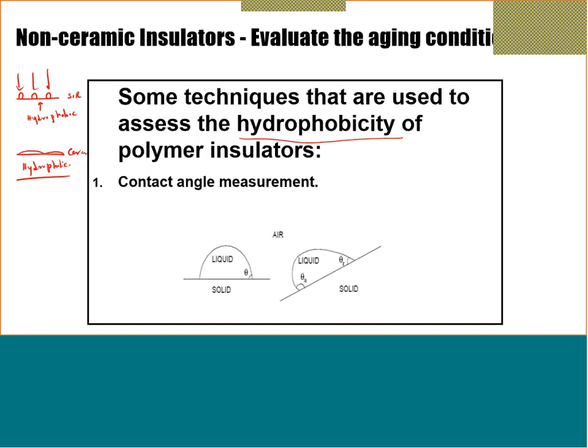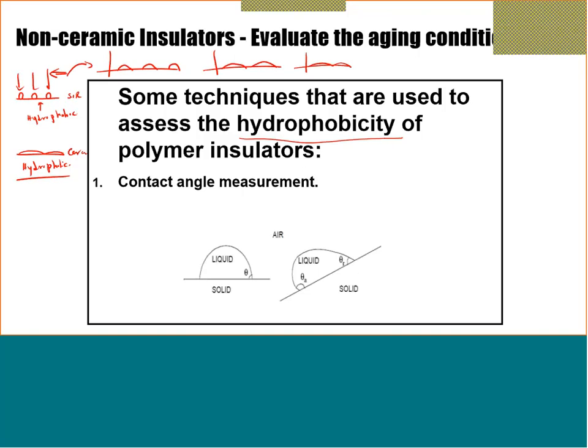Now, this is initially the status of the silicone rubber. But as the insulator ages with time, the water droplets start to change their shape. It goes from this to this, until it becomes as if it is like the ceramic insulators. So you want to evaluate the surface by looking at the water droplet shape.